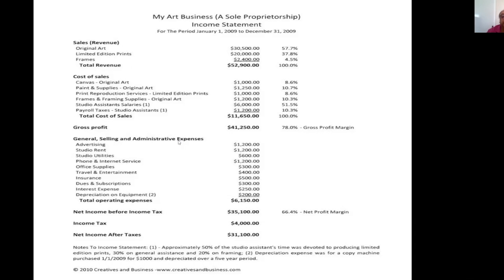G&A, or general selling and administrative expense, is basically operational costs, which is your rent, office, telephone, insurance and so forth. Okay.